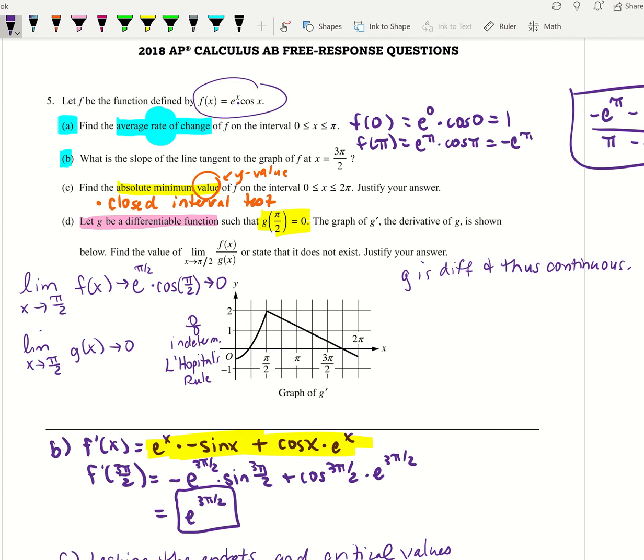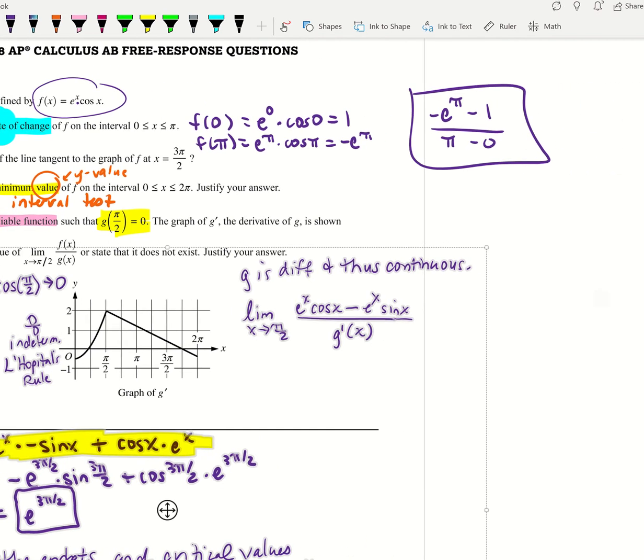All right, L'Hopital's rule, you might remember, you still need the limit notation. That is absolutely required. And then we're going to take the derivative of f and put that on the numerator. We did that in part B. I'm going to rewrite it a little bit in a form that I prefer, but it doesn't technically matter. And then I'm also going to take the derivative of g. So this needs to be g prime of x right here. Well, here's the graph of g prime of x. So I'm going to now evaluate this all at pi over 2.